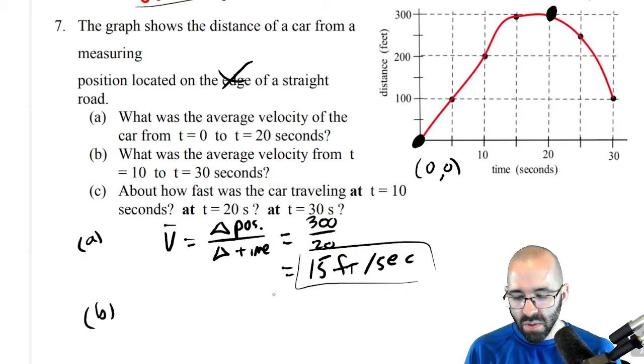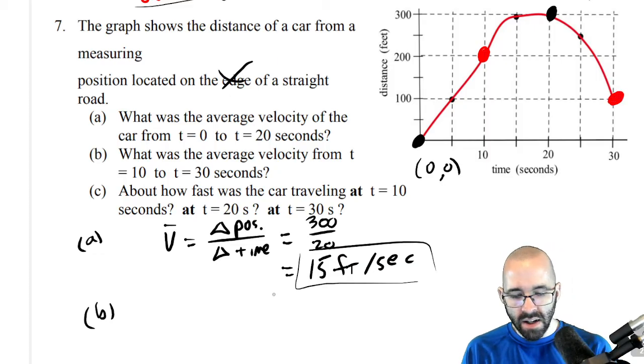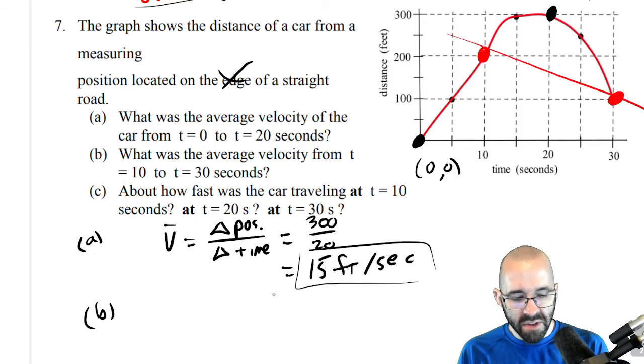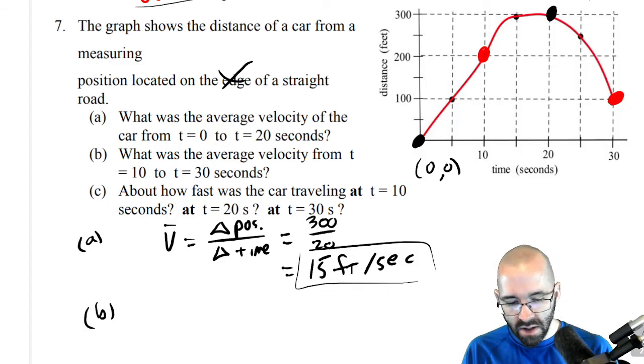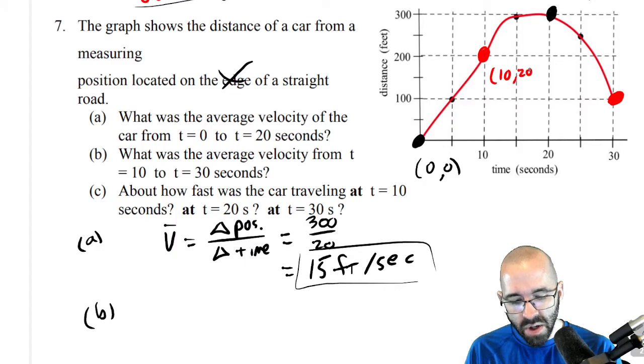And then B, what was the average velocity from 10 to 30? Well, at 10, we're right here. At 30 seconds, we're right here. So this average velocity would be the slope of this secant line, which should be negative. This is the point (10, 200), the point (30, 100).